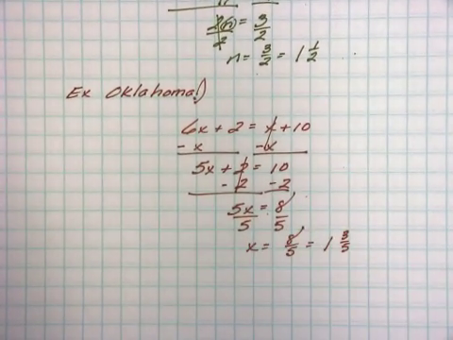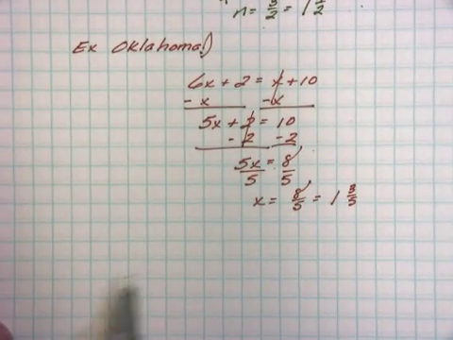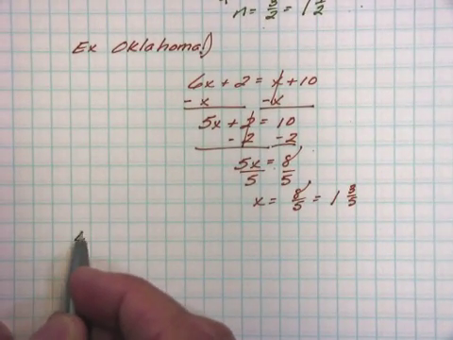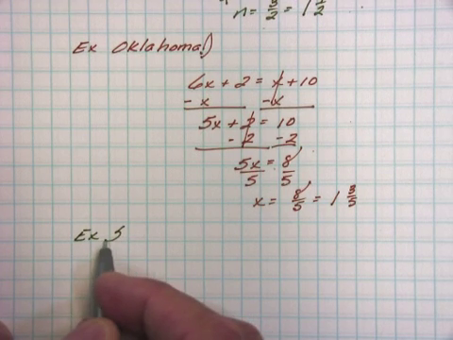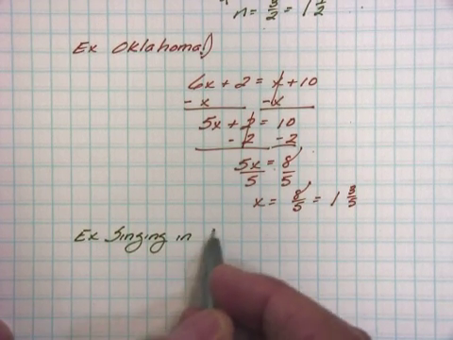Okay, so that was variable on both sides, but these are pretty straightforward. So let's jump into one that's a little more complicated, okay? And we'll do this one titled Singing in the Rain.